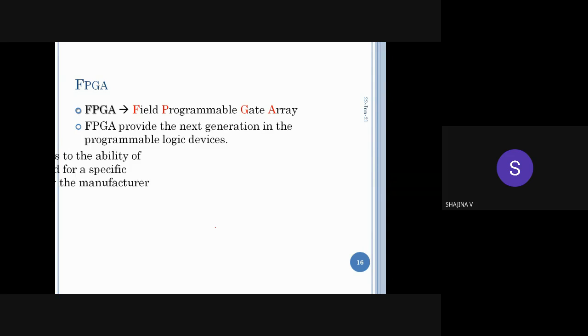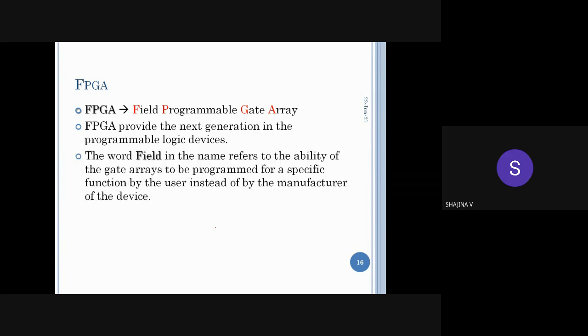Okay, so the word field in the name refers to the ability of the gate arrays. Gate array means we can have a group of gates arranged in the form of an array, that is, in rows and columns. Field means the ability of the gate array to be programmed for a specific function by the user instead of by the manufacturer of the device. Normally manufacturers fabricate the IC and give it to us. Instead of that, you can program your IC, or program the gate array for a specific function implementation in the field.